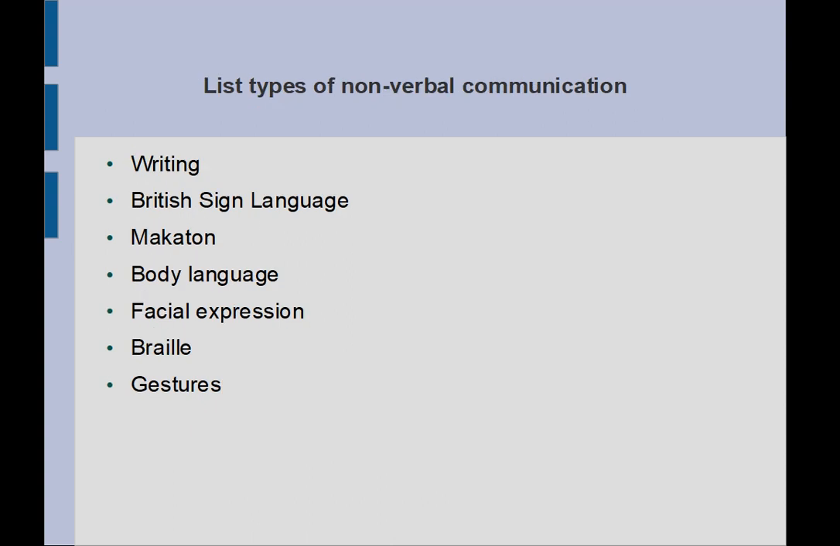All right, so we've got a list question again. You need to list some types of nonverbal communication. We have some examples there. Your normal writing, British Sign Language, Makaton, body language, I've got gestures there as well. So body language, like the way you're sitting. If you're sitting with your arms crossed, or you're sitting just loose and comfortable, it's a difference, and it does communicate. Maybe your feelings and how comfortable you are.